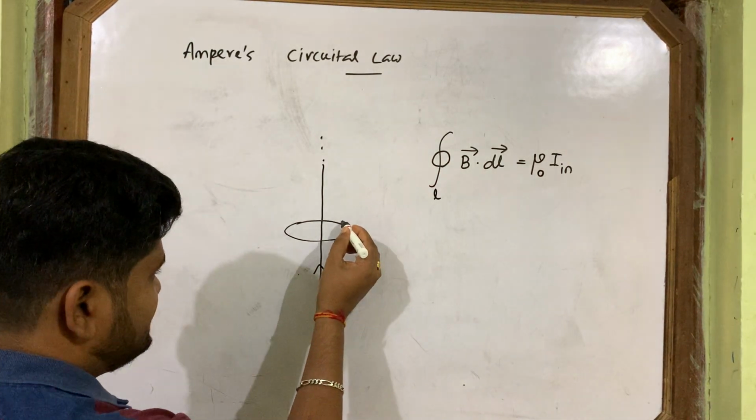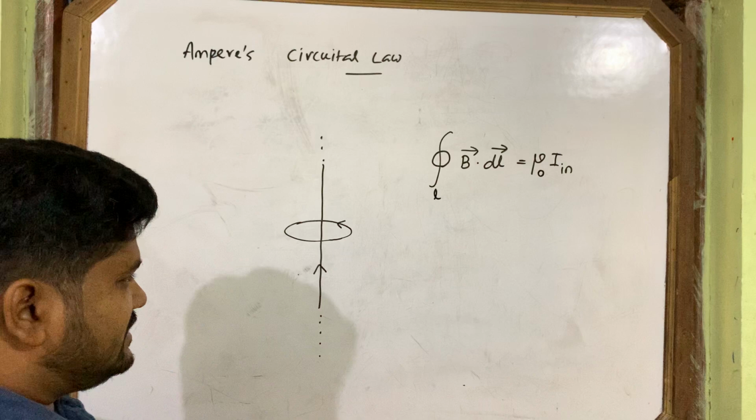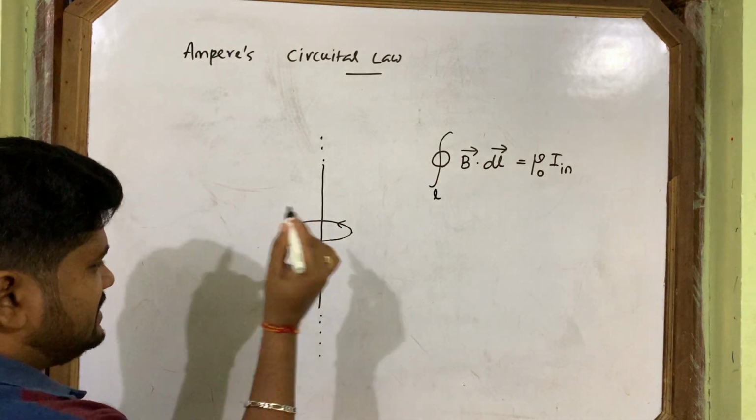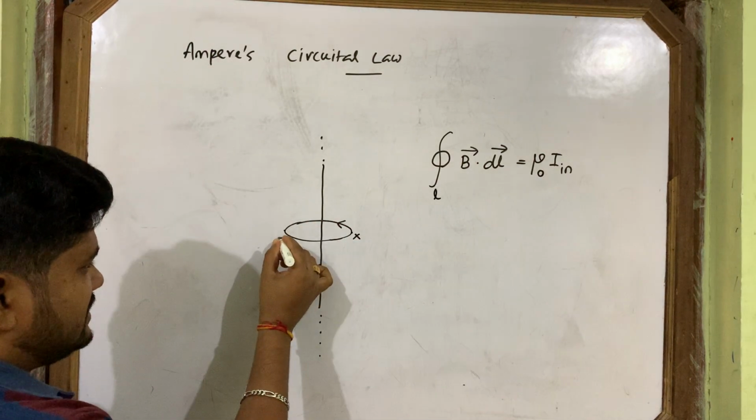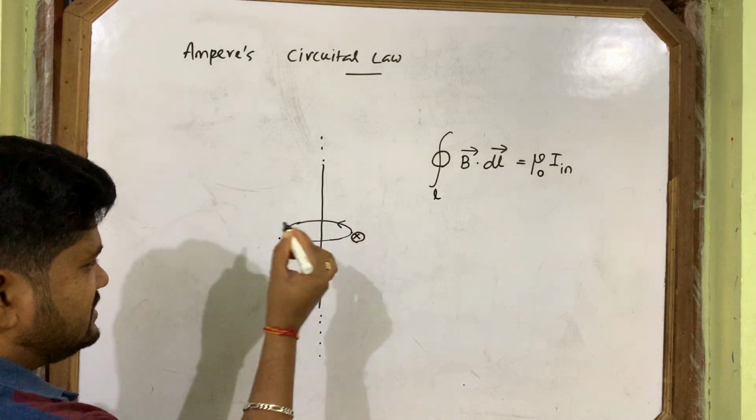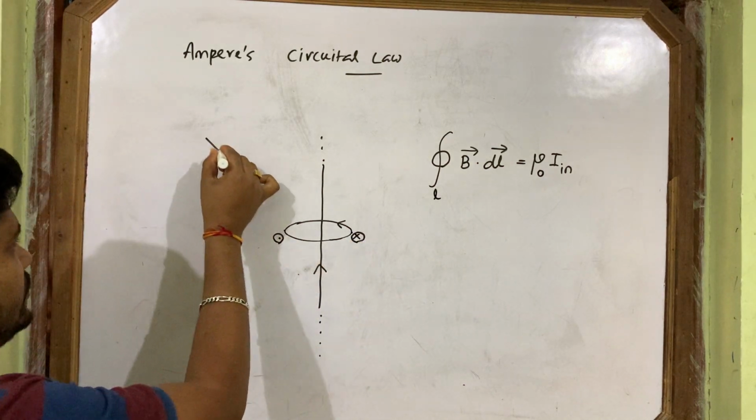The loop direction I am taking like this: this side inward and this side outward. The inward symbol is like this, and outward is like this.